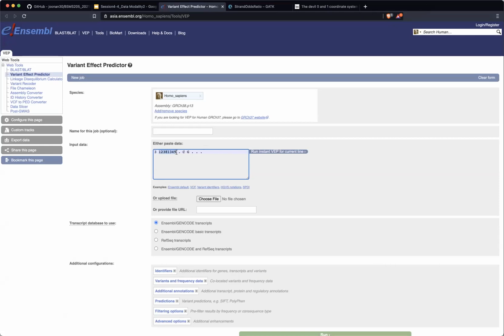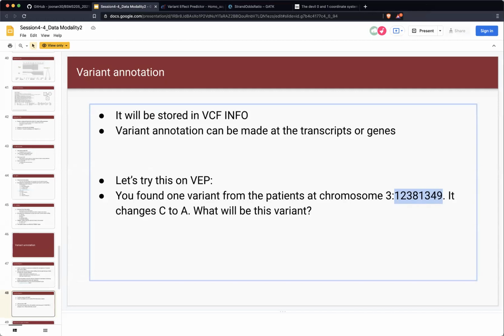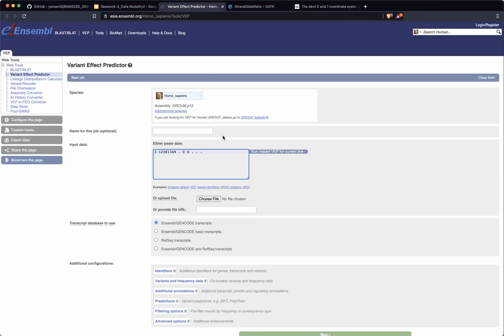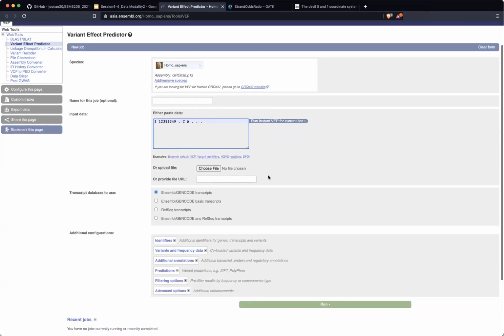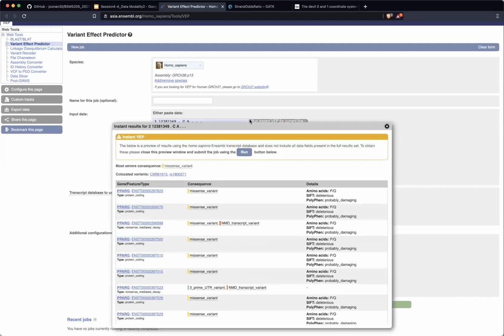Chromosome, position, ID: we don't have an ID. The reference allele is C, and what is the A allele? This is the variant allele, so A here. And we don't need this because this is the variant-level information. Then we can click run, but we can also click instant run. Then we'll see what this variant is.